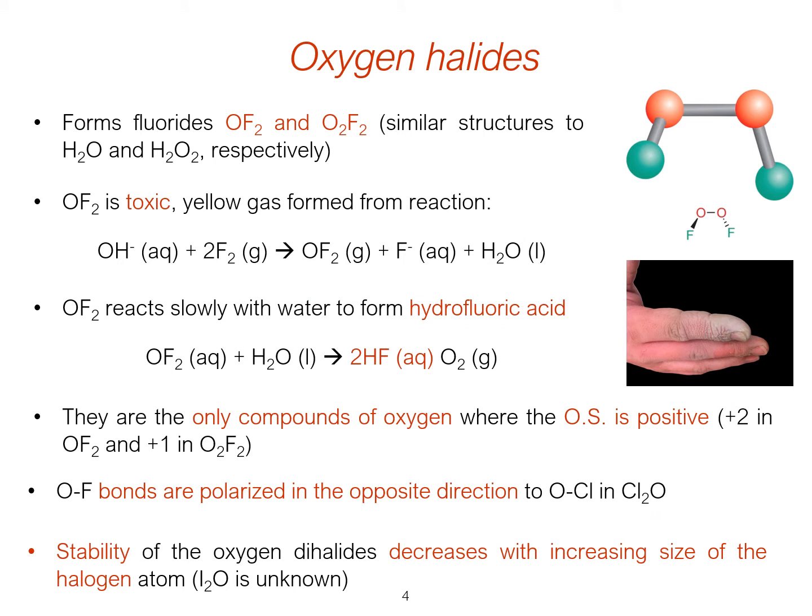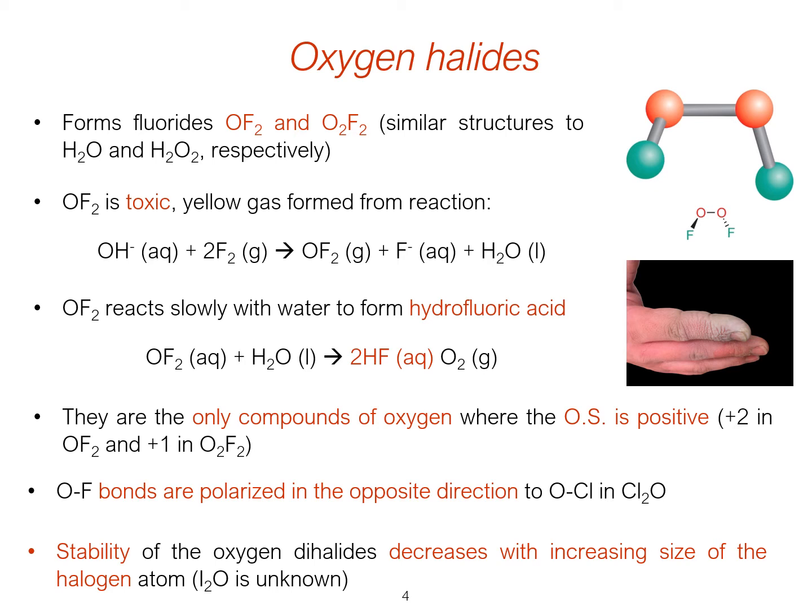Now we can't look at oxygen oxides for obvious reasons, so we'll go straight into looking at the oxygen halides, starting at the top of the halogen group with fluorine. So we can get two oxygen fluorides. There's OF2 and O2F2, and these have very similar structures to water and hydrogen peroxide.